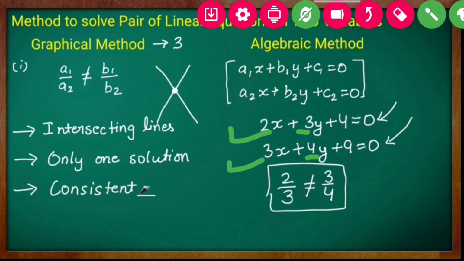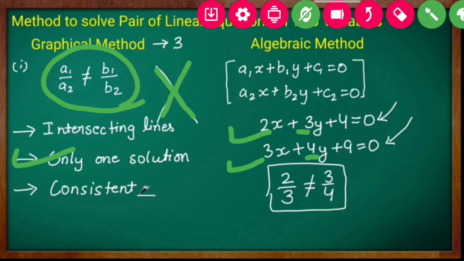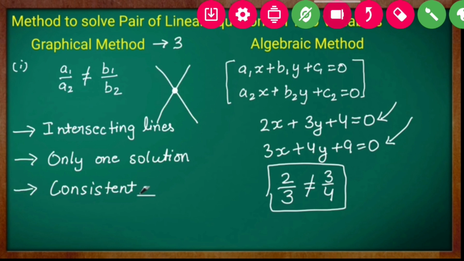Now see, if a1 upon a2 and b1 upon b2 are not equal, then the graphical situation is intersecting lines. If we draw the graph of both equations, the lines will intersect at a point, and there is only one solution. It is consistent. Consistent, with only one solution.